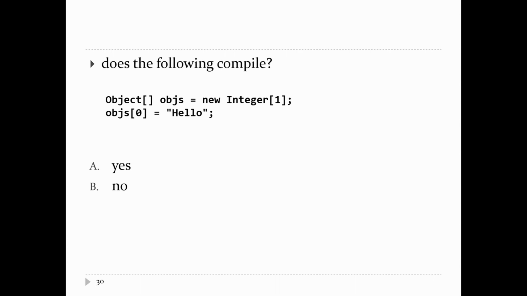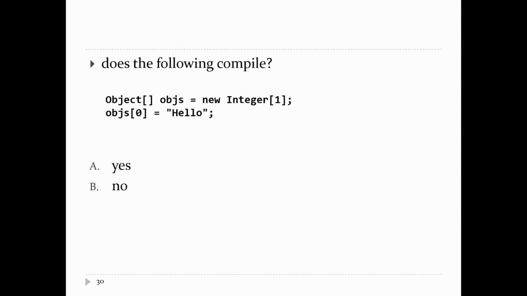But the only reason it lets you do this is because it never looks at the runtime type to determine whether or not this line is legal. So remember how declared and runtime types work in Java. The declared type tells you what you can do with the variable. What's the declared type of objs? Well, it's array of object. Can I store a string in an object? The answer is yes. So as far as the compiler is concerned, this works just fine.